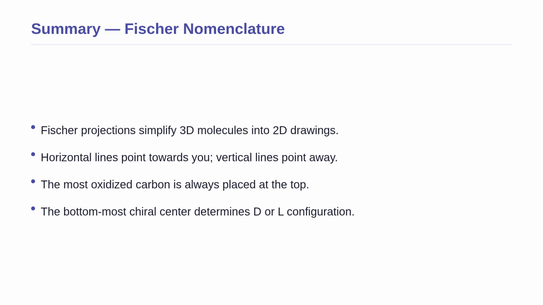Finally, by looking at the bottommost chiral center, you can instantly classify a molecule as a D isomer or an L isomer. Mastering this visual language is your first major step toward understanding how biomolecules interact in the human body.